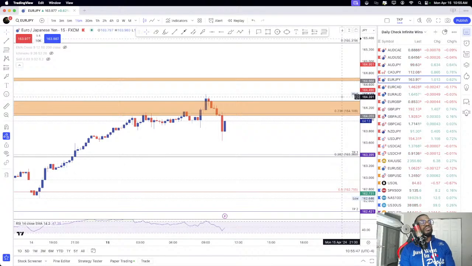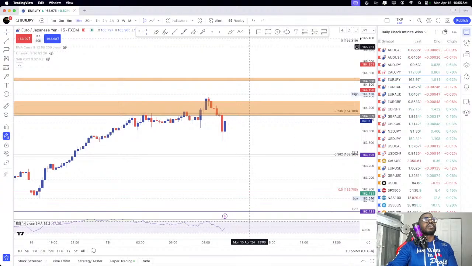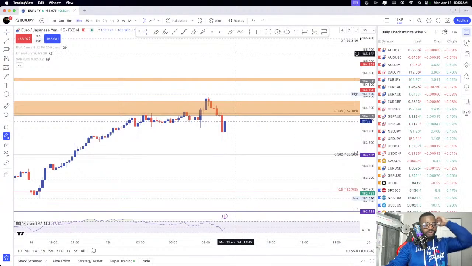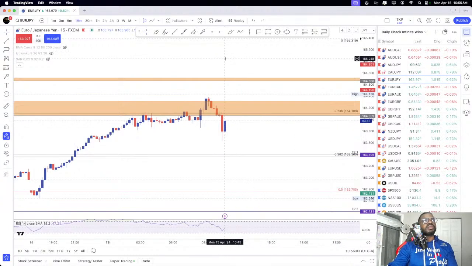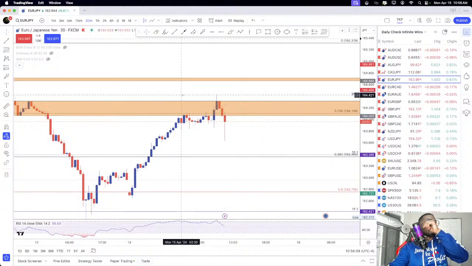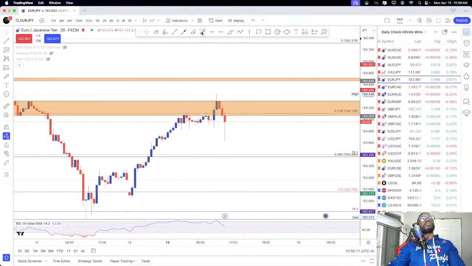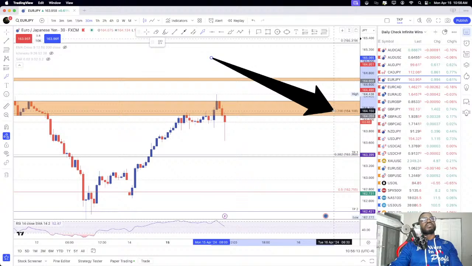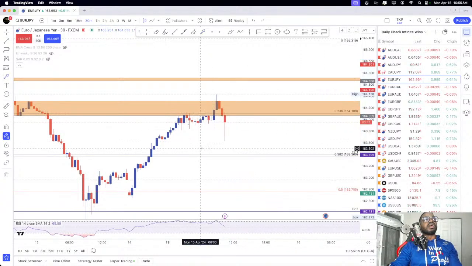Now, in some cases, you will see a quick spike in your direction if your area of resistance is not strong enough to give you a reversal. You'll see like a quick spike, and then price will pull back and continue in the opposite direction. So right now, what I want to see is price close underneath this 236 and continue this downtrend.